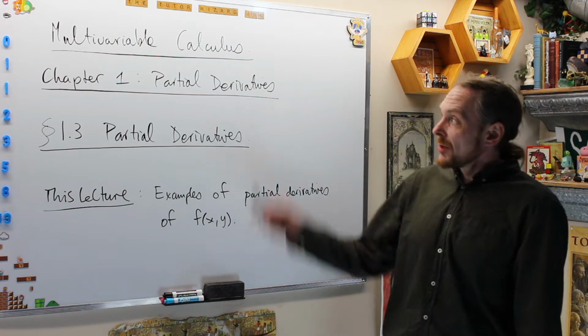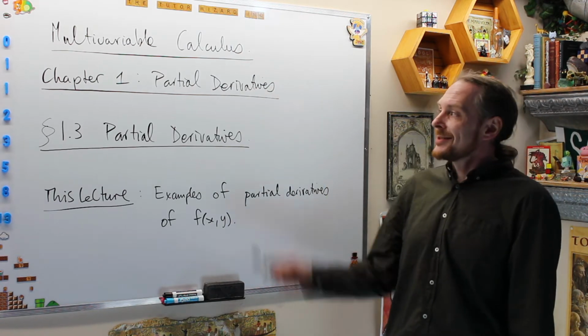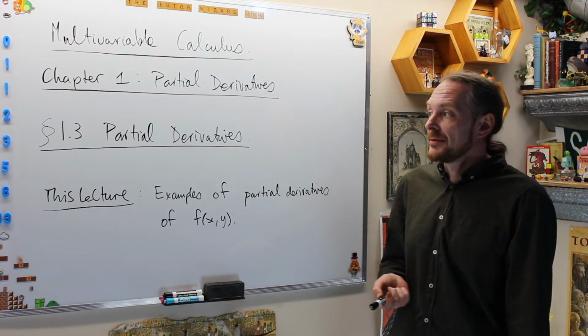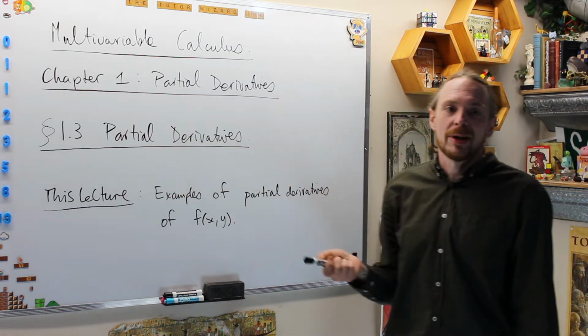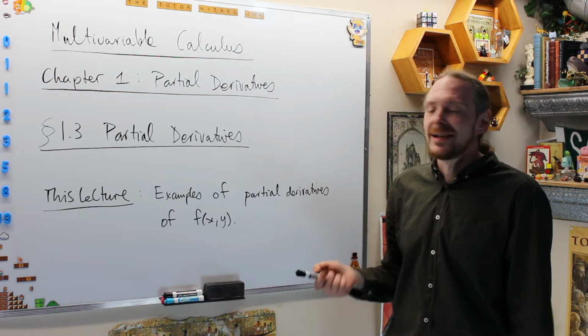What are we doing today? We're doing multivariable calculus. This is chapter 1, partial derivatives. We're also in section 1.3, which is also partial derivatives.